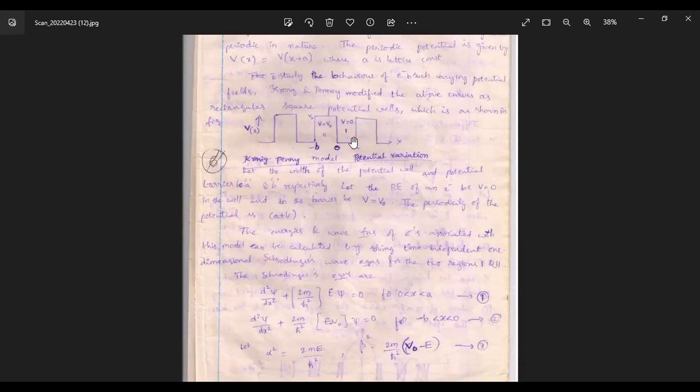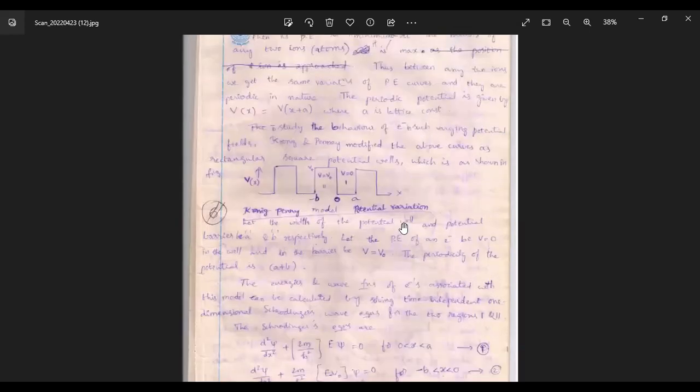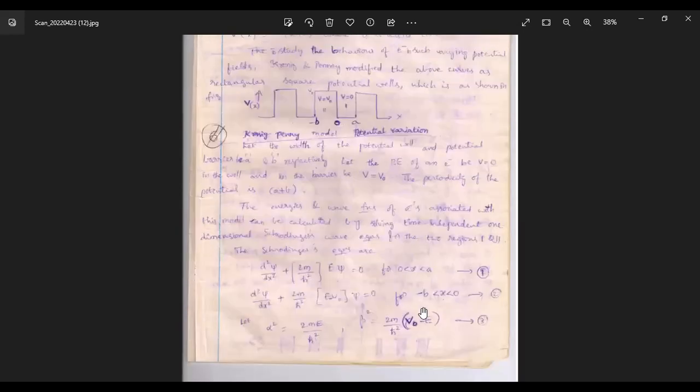In the Kronig-Penney model, they modified these curves into square waves. They become rectangular square potential wells. The barrier width is b and the potential well width is a. So the periodicity of the potential is a plus b.